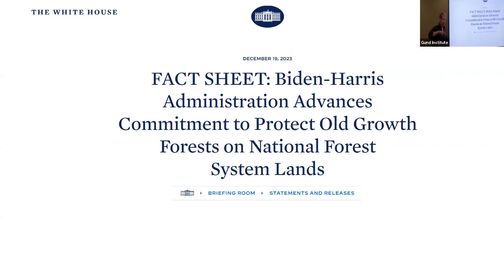You might have heard a year and a half ago, the Biden administration issued an executive order called Safeguarding America's Forests. And it called for a whole variety of things. It called for us to deal with the megafire problem out west. It called for us to develop adaptation plans to adapt the national forest system for climate change. And it also called for the nation's first ever inventory of mature and old growth forests.